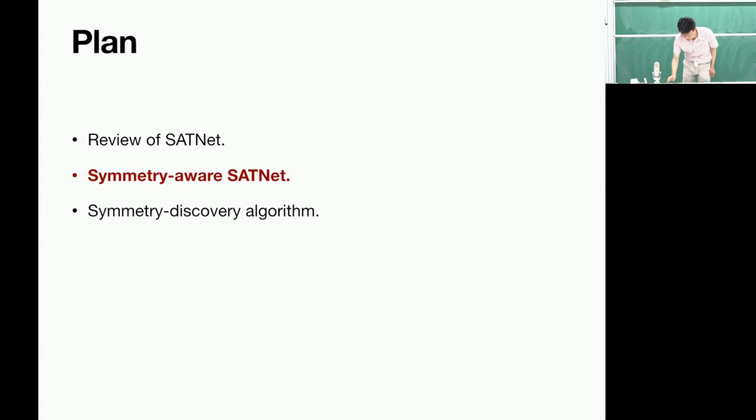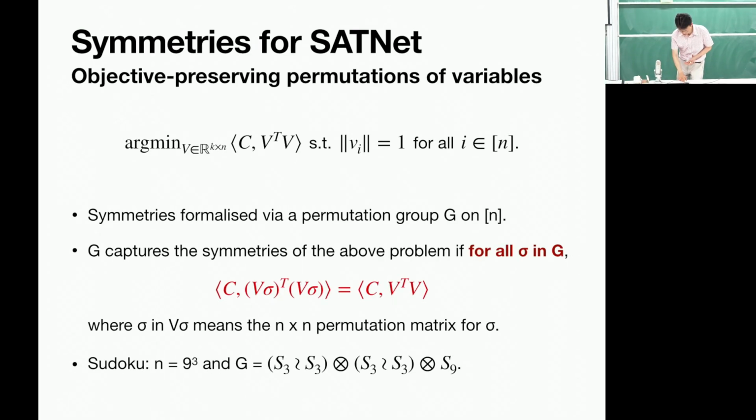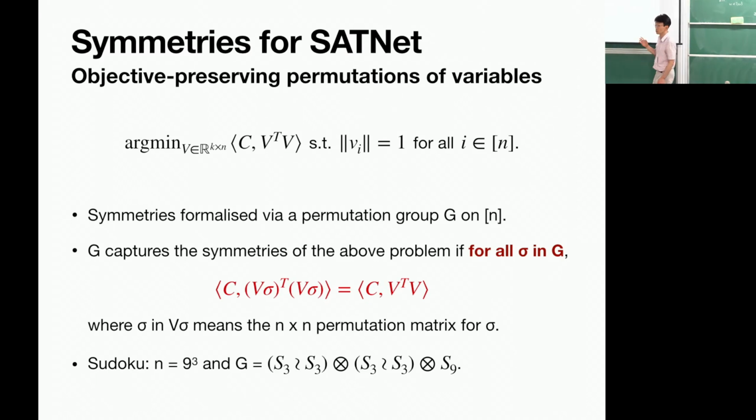Okay, so now let me move on to our result, which is about symmetry-aware SATNet. In this context, what do we mean by symmetries? Intuitively, symmetry means that the solution doesn't really change. It's a collection of transformations on the solution which doesn't change that something is a solution.